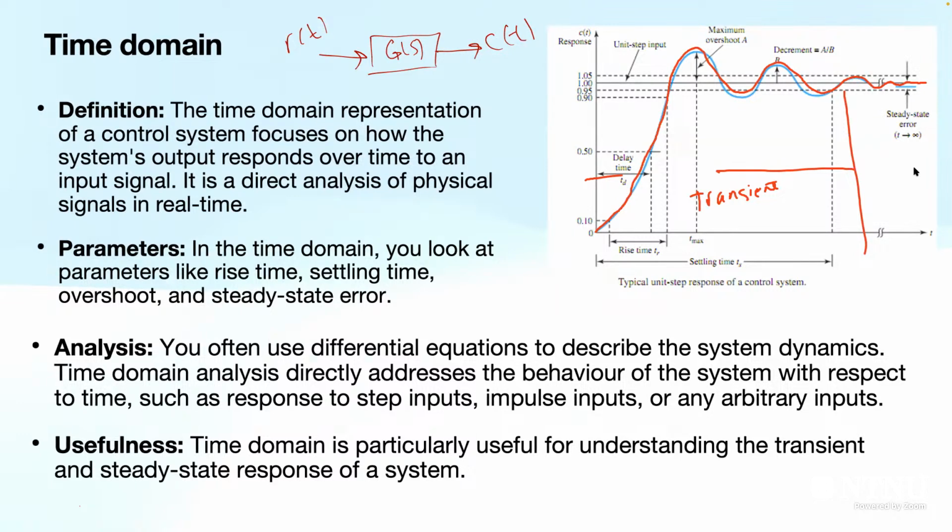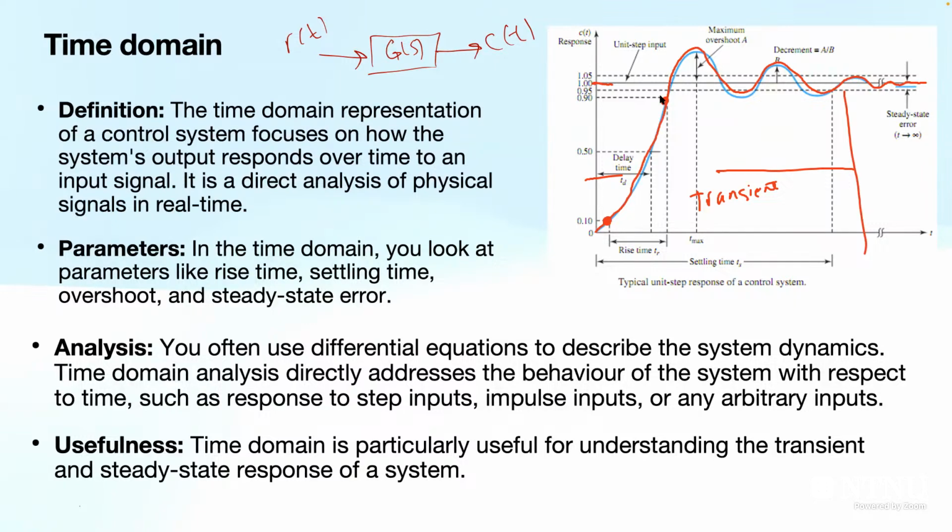There are some parameters which can be used to characterize your transient response. One of those parameters is the rise time. The rise time is the time which will be used by the system to increase its output from 10% to 90% of the desired value. I know the desired value is 1, and we need to reach this value. So the rise time is the time the system uses to go from 10% to 90% of its final value. This is the definition of rise time.